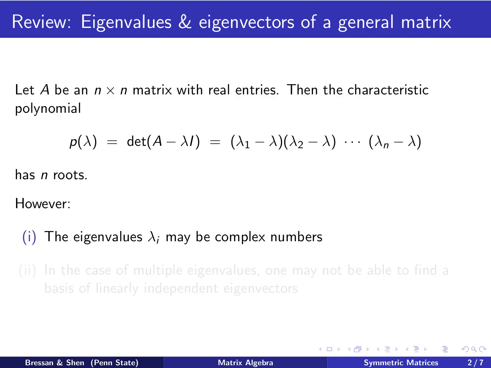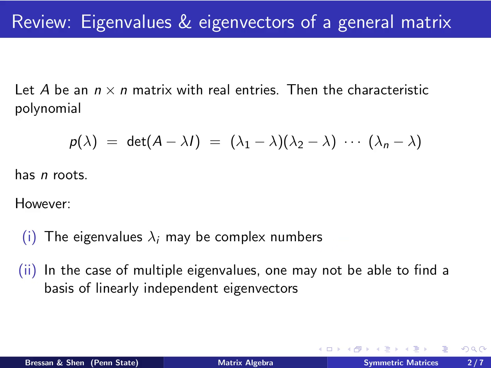A few things to keep in mind is that in general, the eigenvalues might be complex numbers, even though the matrix has only real entries. And this fact you can already observe for a 2 by 2 matrix. And regarding eigenvectors, in the case where the eigenvalues are multiples, meaning they are repeated, then one may not be able to find a basis of linearly independent eigenvectors. And we have covered that earlier in this lecture series.